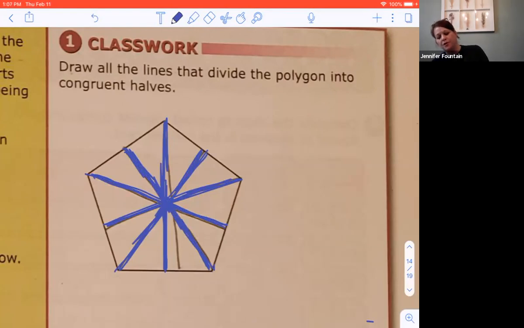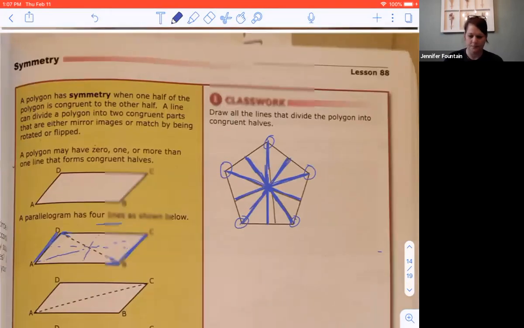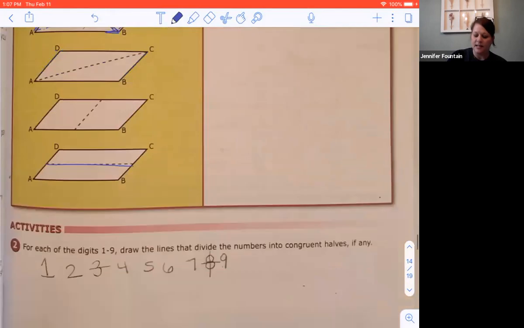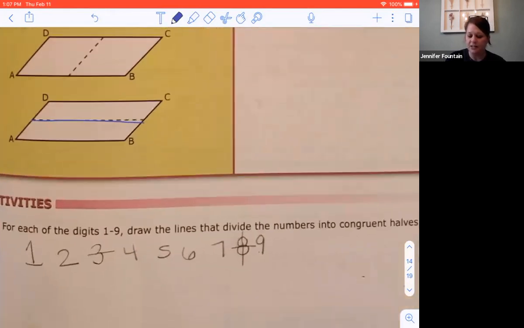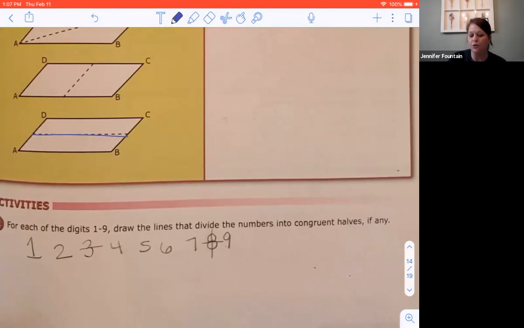But it's where it goes from vertex to base. So when I have 1, 2, 3, 4, 5 vertices, I have 5 lines of symmetry. Now it says, let's look at, for each of the digits 1 through 9, draw the lines that divide the numbers into congruent halves, if any.